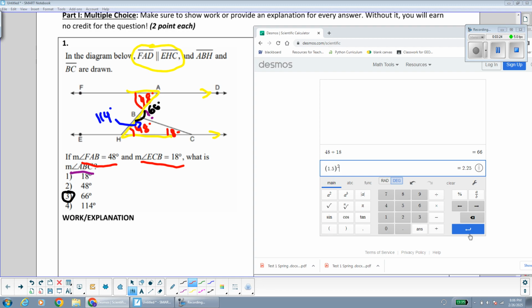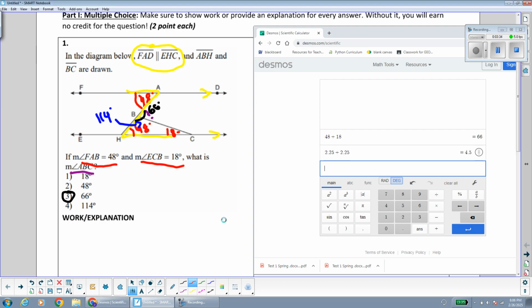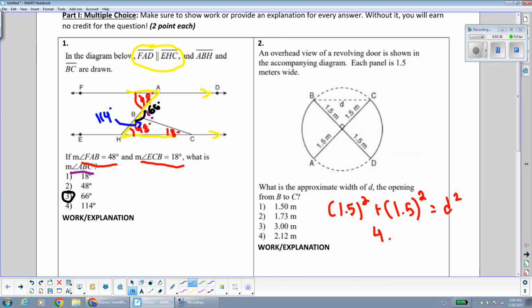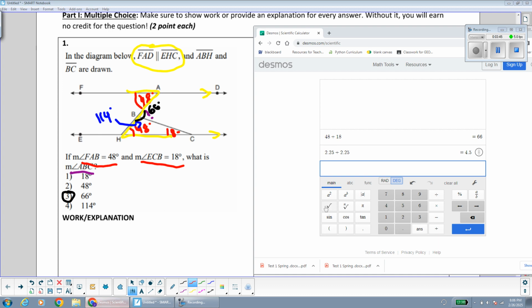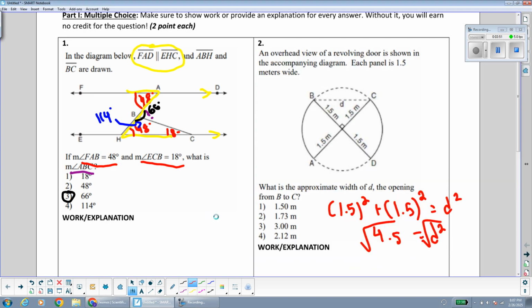2.25. So then we need to do 2.25 plus 2.25. And that's 4.5. And then to get D by itself, I'm going to take the square root. And that's about 2.12, which is answer choice number 4.